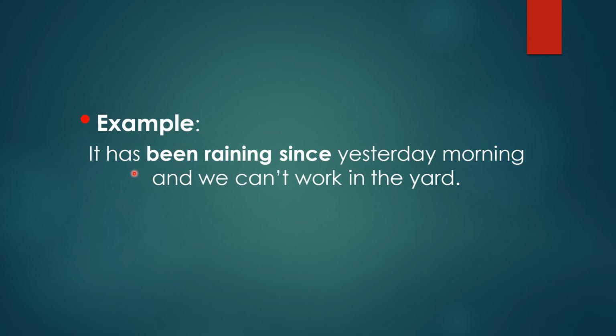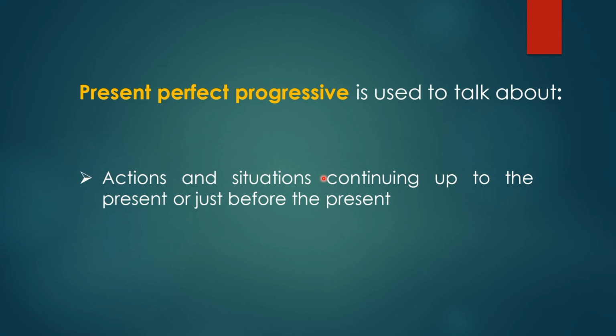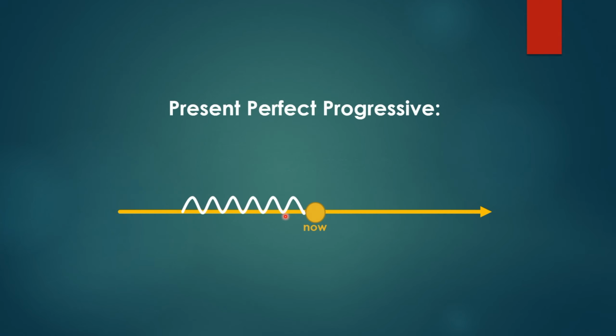Some examples: it has been raining since yesterday morning and we can't work in the yard. Well, if we want to show this one on the time axis, let's get back to the time axis. It has been raining since yesterday morning. It means yesterday morning, maybe someplace around here, the raining started and it continued up to now.